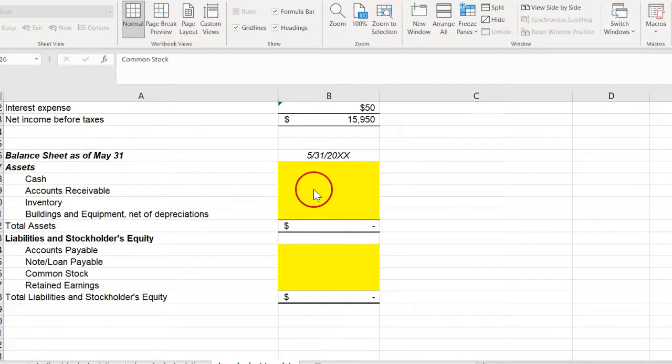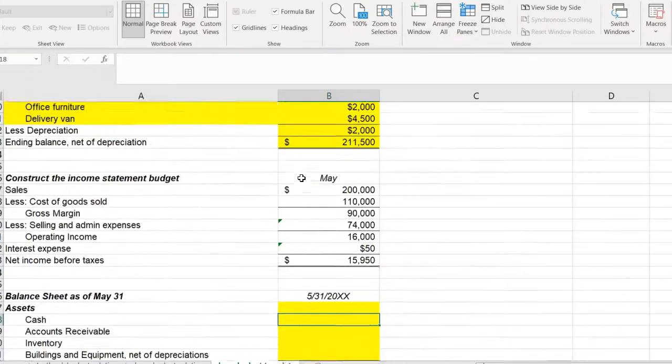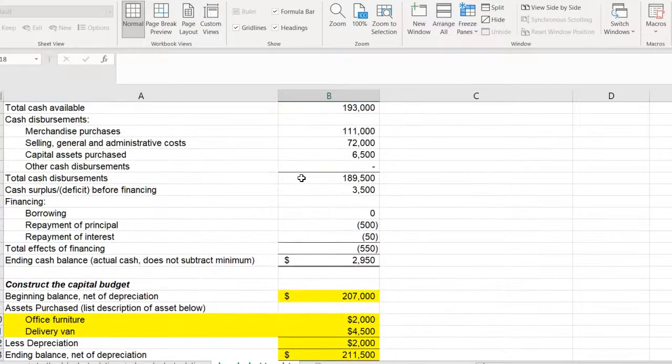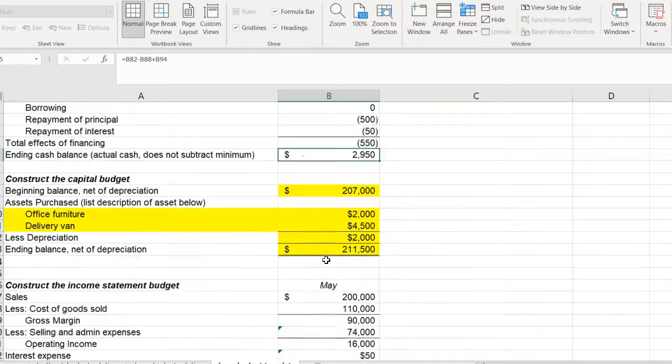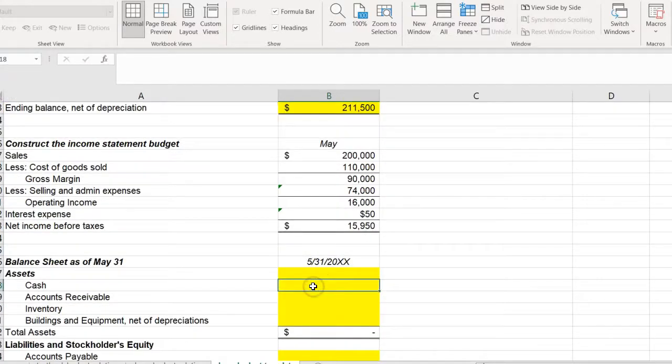So starting with our cash, that should be coming from our cash budget. So if we scroll back up here, our ending cash balance is $2,950. So that is what we're going to have for our cash balance on our budgeted balance sheet.